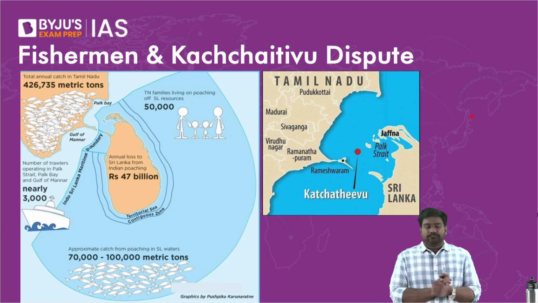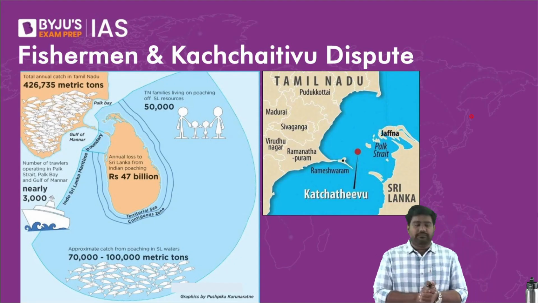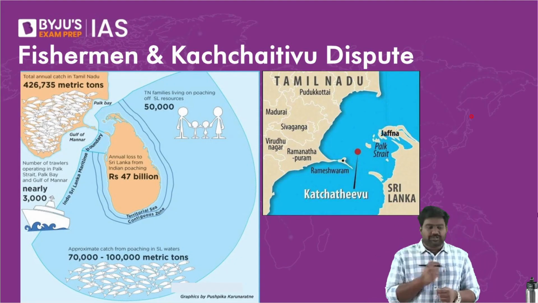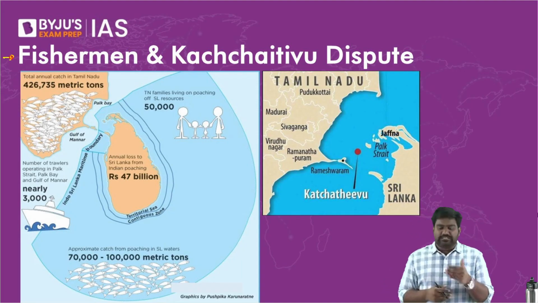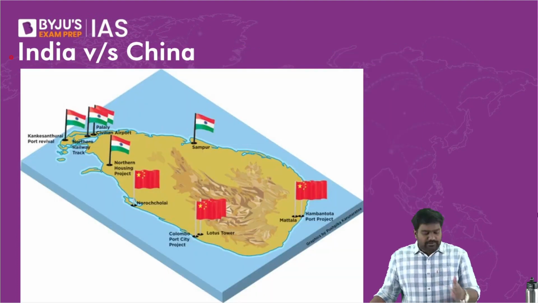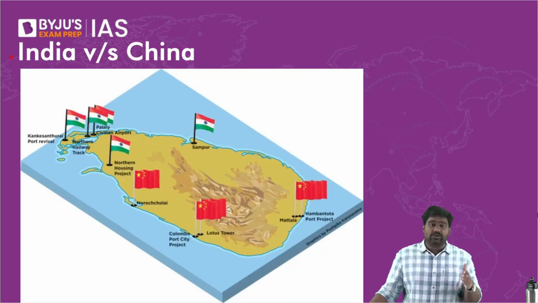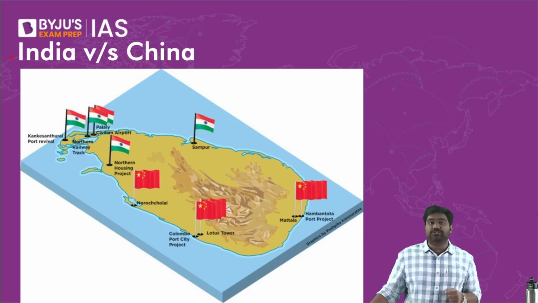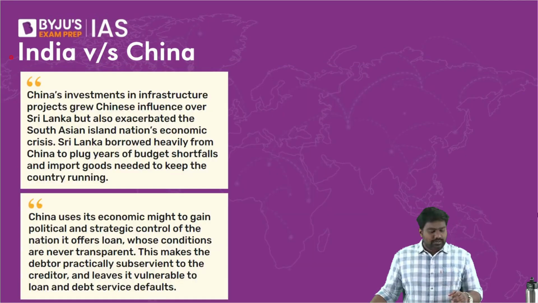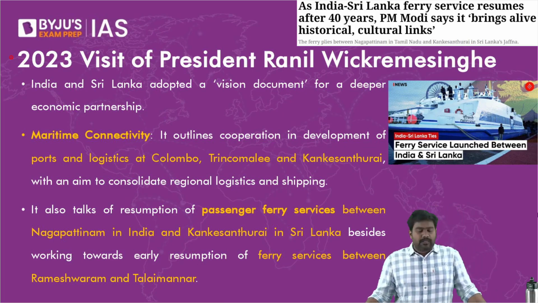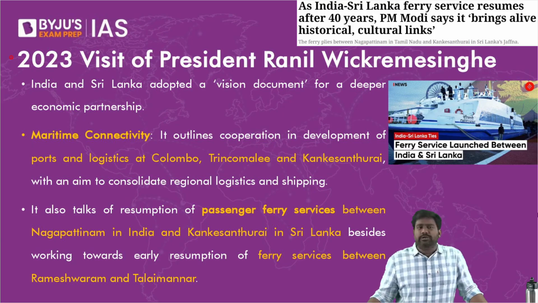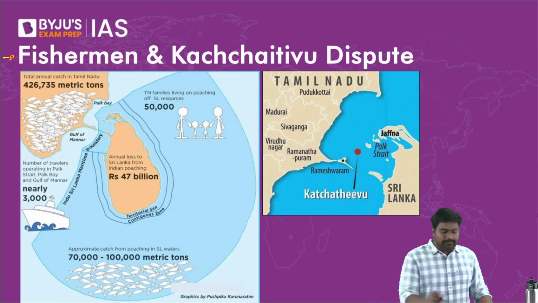So now we can come to the last part where we discuss a few small topics related to India-Sri Lanka. There are a few individual topics like the fishermen dispute and the Kachativu dispute. I will show you a map highlighting India-China competition in terms of investments and infrastructure. We'll look at some key projects. And finally, we'll look at the latest visit of the Sri Lankan President Ranil Wickremesinghe a few months ago, which led to several important agreements and initiatives. All right, so this is what we are left with. So let's go through this one by one.